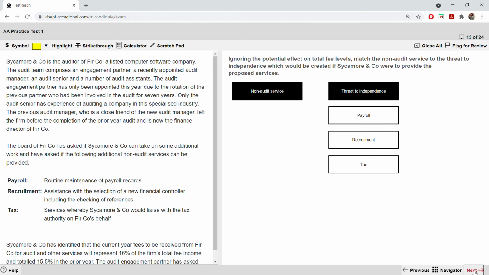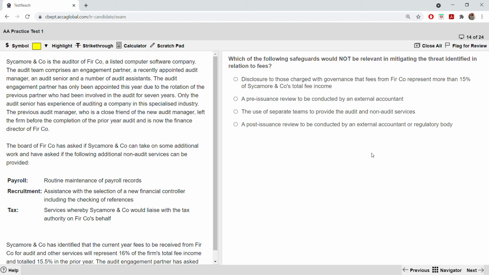Next. Which of the following safeguards would not be relevant in mitigating the threat identified in relation to fees?